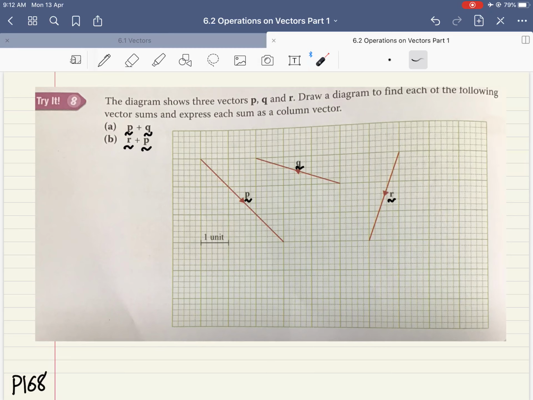Now to illustrate this point, let me try out a few questions with you. In Try 8 on page 168, they show three vectors P, Q, and R. Let me draw the squiggly lines for you. So it's P, Q, and R. Now they want to add vector P to vector Q. So I'm doing part A now. To add vector P to vector Q, first I will take vector P. Vector P is not 3 units, it is 1, 2, 3, it cuts across 3 squares. This is vector P.